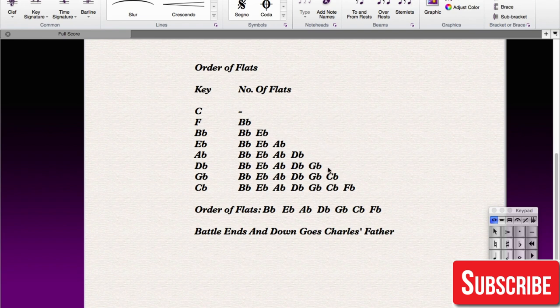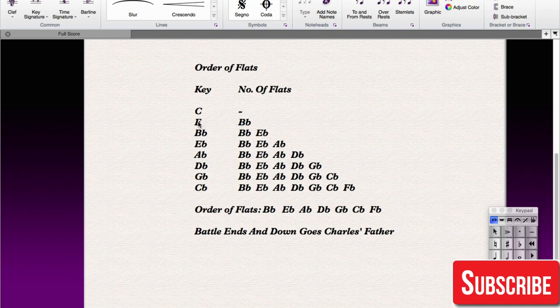Maybe just a quick overview of what we have here now, as we started again with the key of C without any flats, as you know. But instead of moving in fifth intervals like we did with the order of sharps, with the order of flats, we go in fourth intervals. So the fourth note in the major scale of C will be an F, and then the flat that you get there will be a B flat.